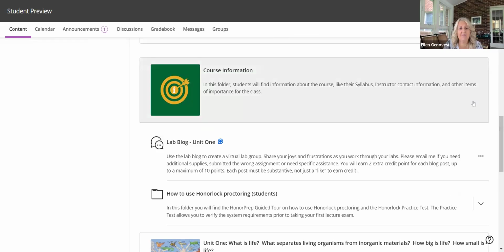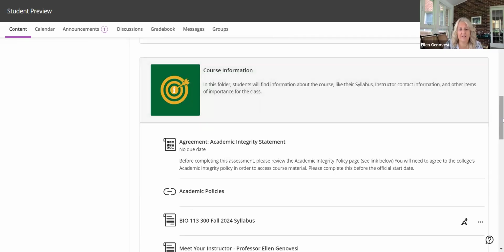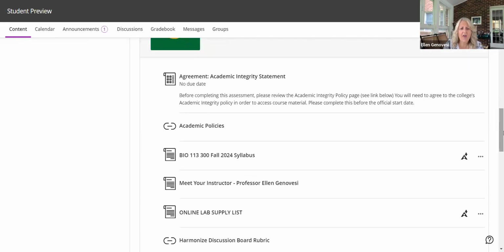The next tab shows course information. There is a link to the college website detailing academic integrity policies. And then we have an academic integrity statement, which is really a quiz, which is worth 2 extra credit points. So please read through the academic integrity policies and complete the quiz.